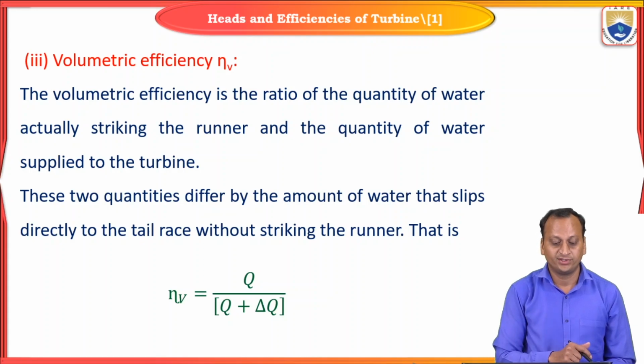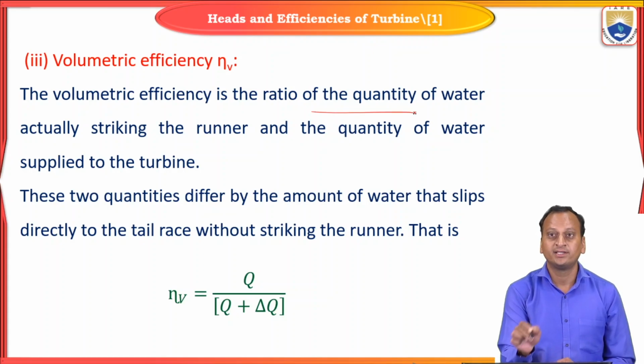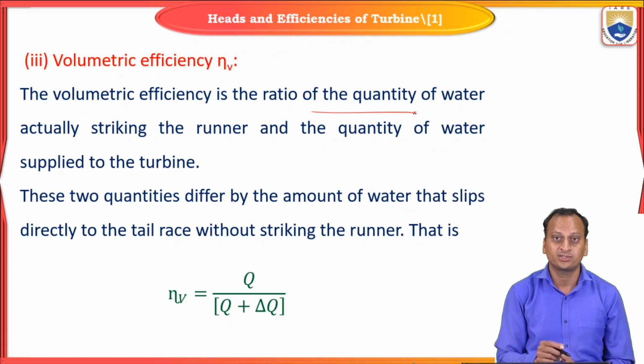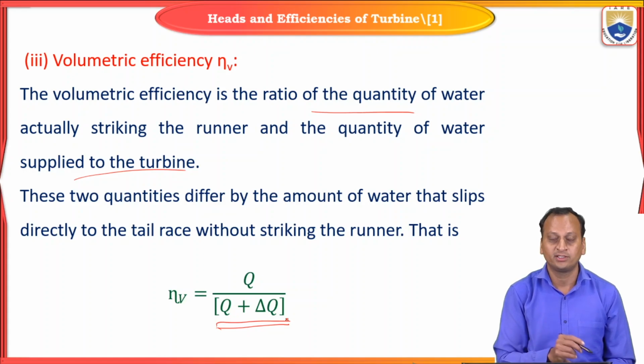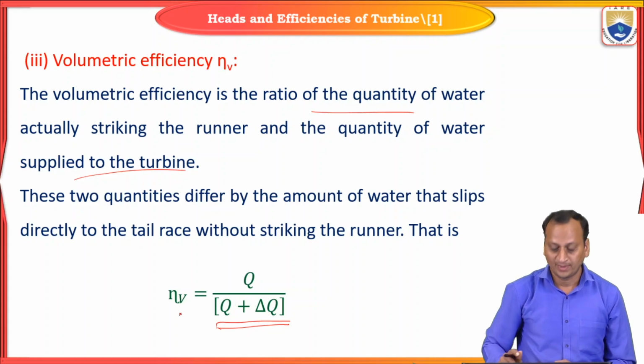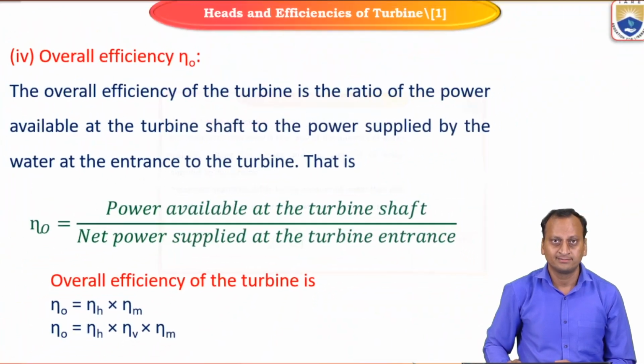The volumetric efficiency. The volumetric efficiency is the ratio of the quantity of water actually striking the runner and the quantity of water supplied to the turbine. How much water is actually supplied to the turbine? Q plus delta Q, so there are some losses. What is the striking water and how much water is supplied to the turbine? The ratio of these two is volumetric efficiency.